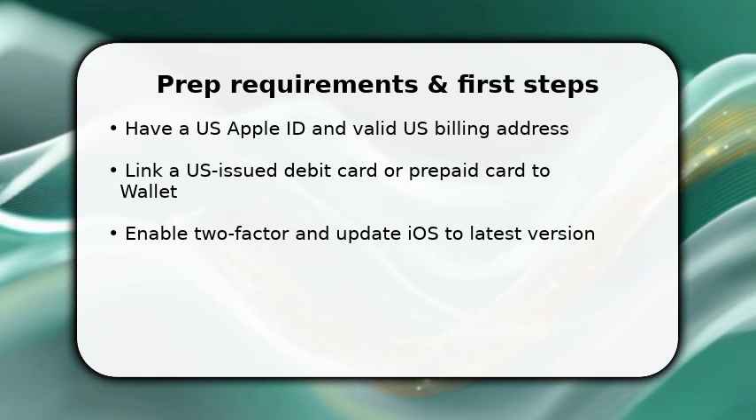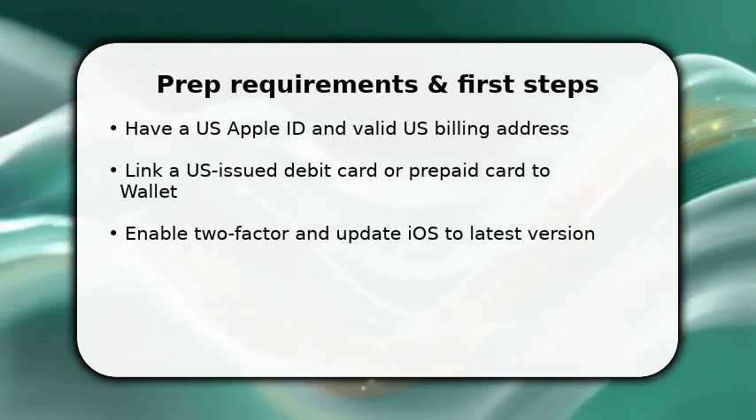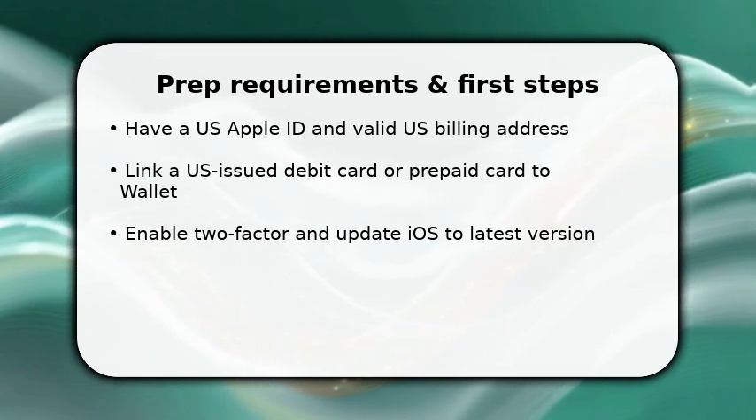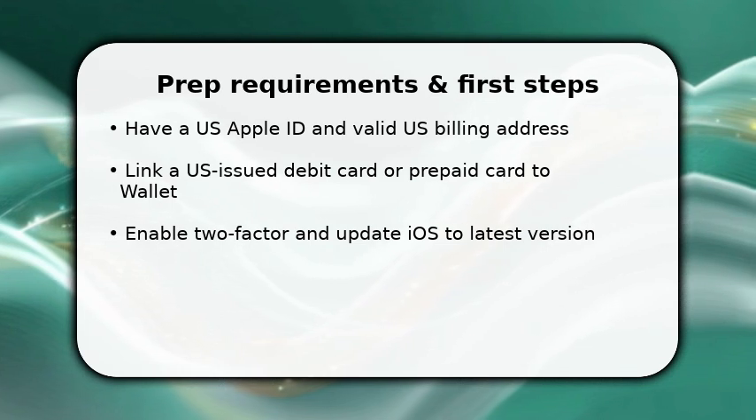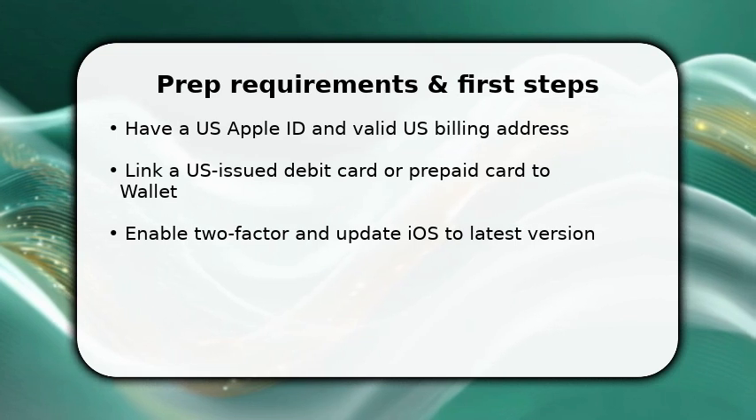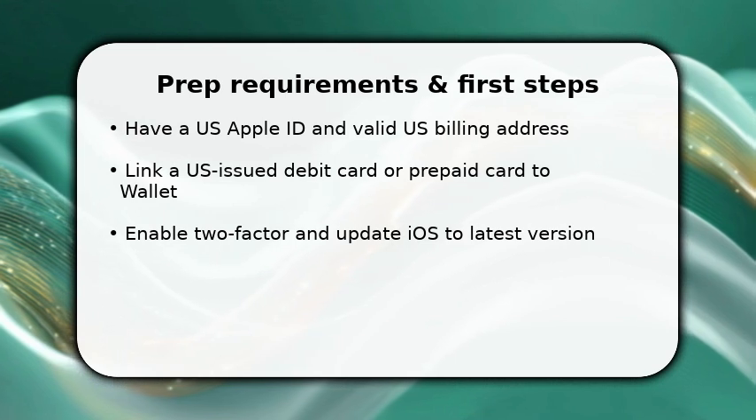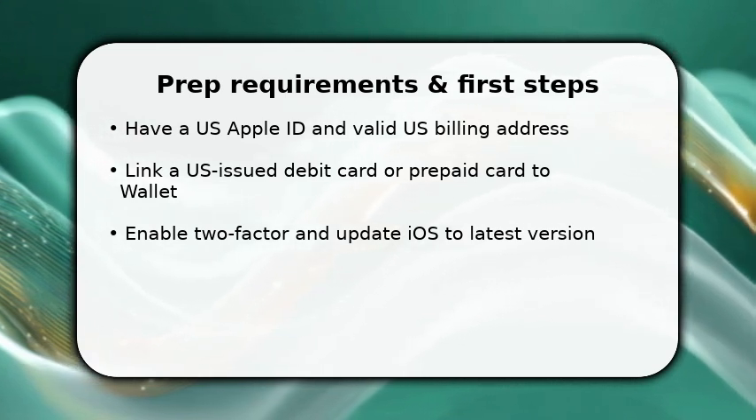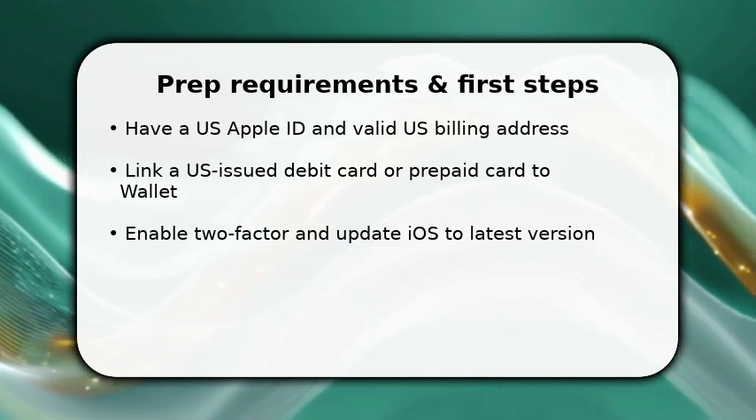You start by preparing your account. Sign into a U.S. Apple ID on your iPhone and set a U.S. billing address. This is required because Apple Cash is region restricted. Next, add a U.S. issued debit or prepaid card to Wallet so Apple can verify your identity and enable Apple Cash. Once done, turn on two-factor authentication and install the latest iOS to avoid compatibility problems.